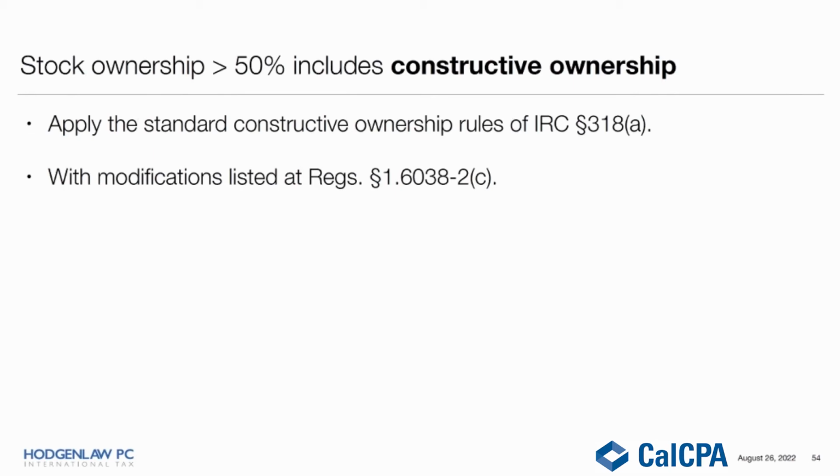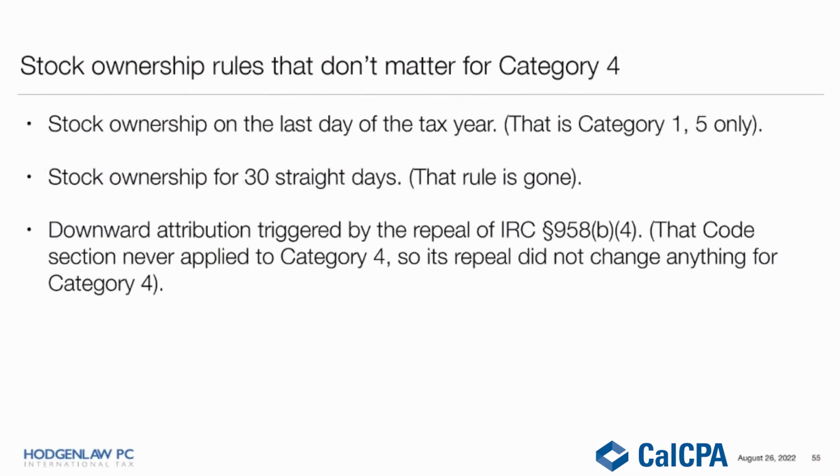More than 50%, the critical element in this is Section 318, which are the constructive ownership rules that you're going to apply. And there are some modifications in the regs to the 318 rules that you're going to have to look at as well. So that's the real game. And this slide here tells you the real problem that you're going to face in trying to decide whether you have a category 4 filer.